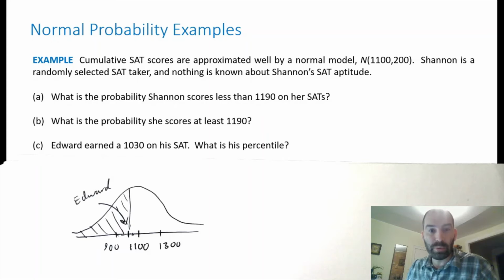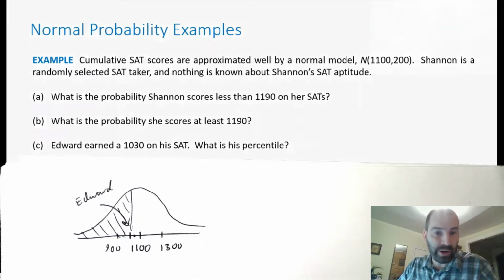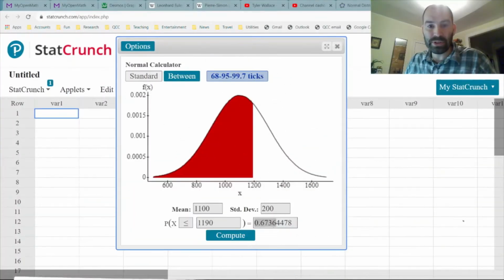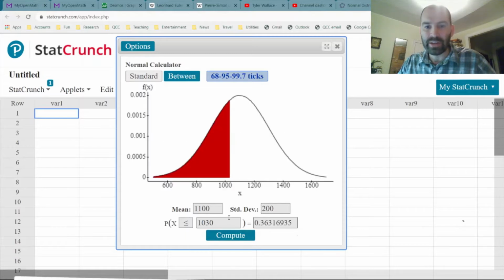So we will put this into StatCrunch. We're going to put 1030 in for Edward. It's this same distribution, but I'm going to put 1030 in there. And we're going less than. Oh, it already was. Okay. There it is. So the proportion of the distribution that's less than is 0.3631. To convert that to a percentage, I'll multiply by 100. Actually, I should have rounded to 0.3632. And as a percentage, it'll be 36.32.